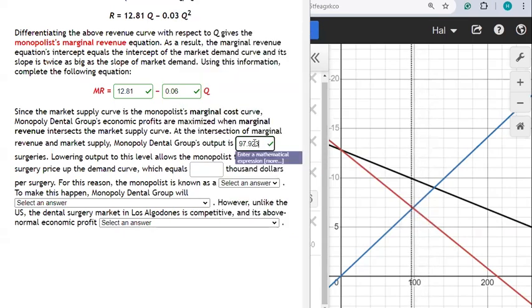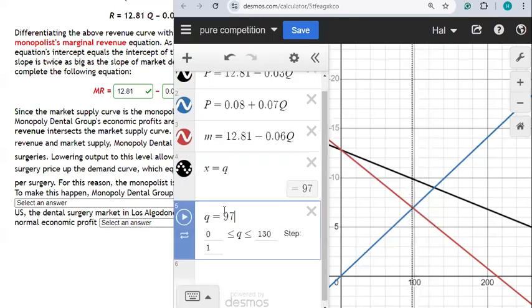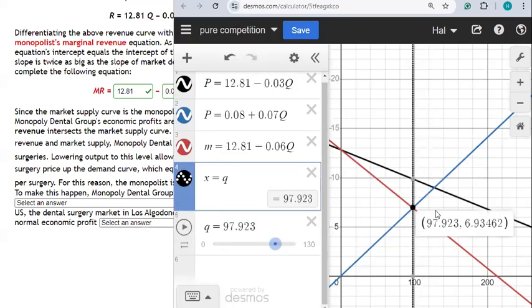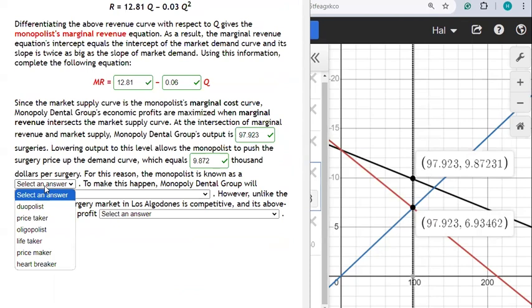So if I change that to 97.923, the intersection of marginal revenue and the market supply curve, or the monopolist marginal cost curve, determines the output. It determines the profit maximizing number of dental surgeries this monopoly should perform, 97.923. That allows the price to be pushed up to 9.872. Okay, individually, these dental clinics were price takers. The monopolist is known as a price maker.